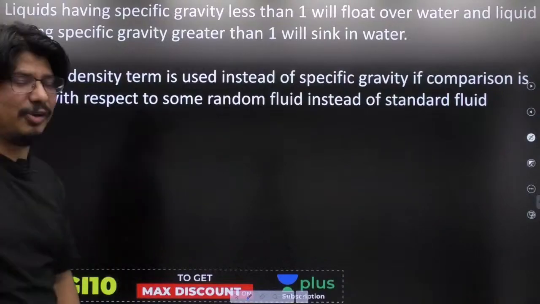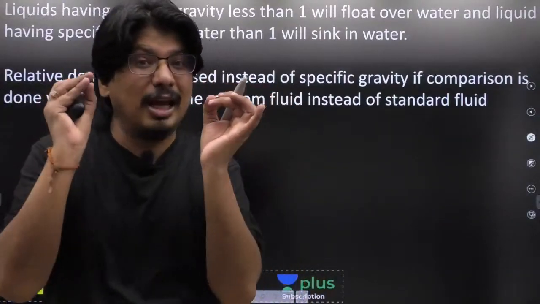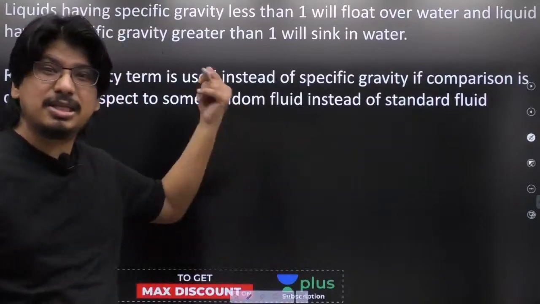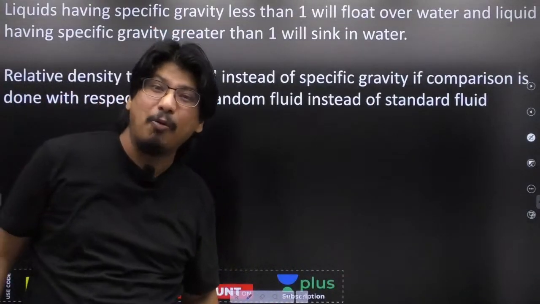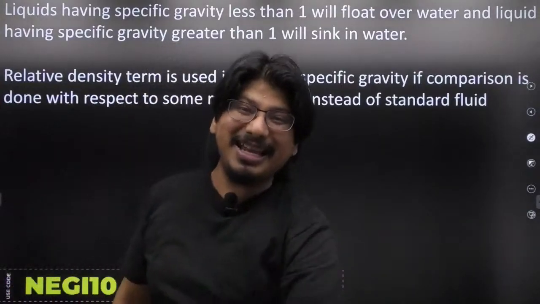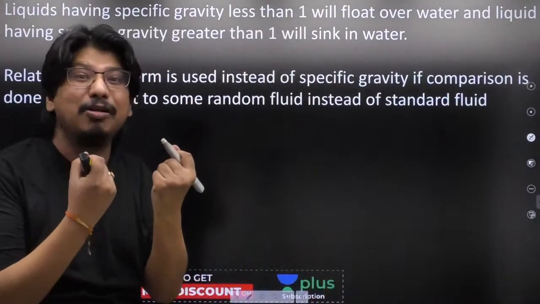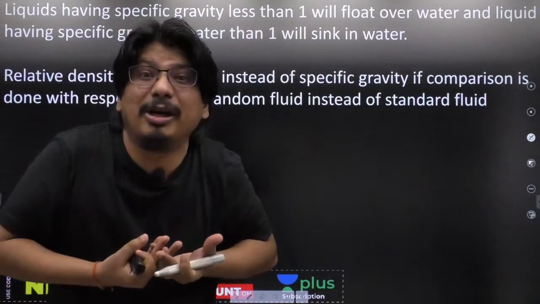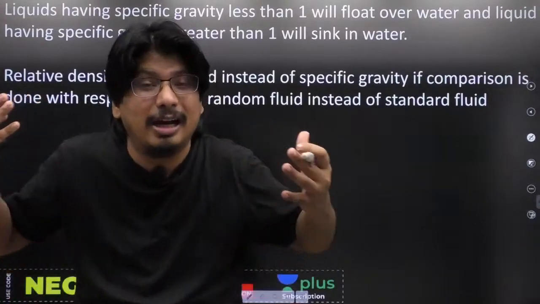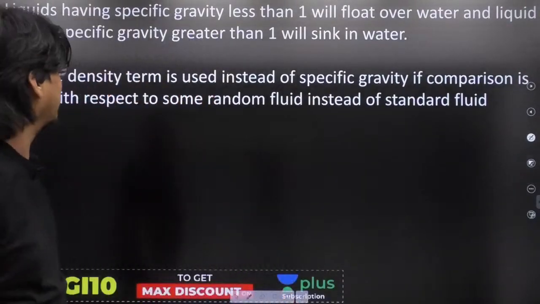Liquids having a specific gravity, I have told you this. If the liquid is having a specific gravity less than 1, it will be floating over the water. But if the liquid is having a specific gravity more than 1, it will sink in water. It will settle at the bottom.